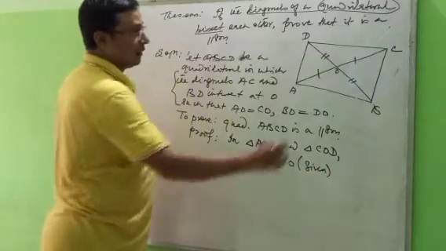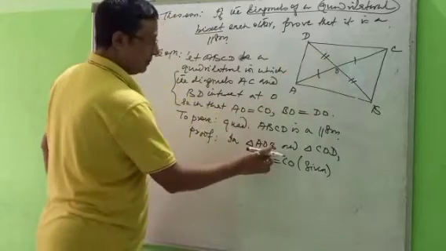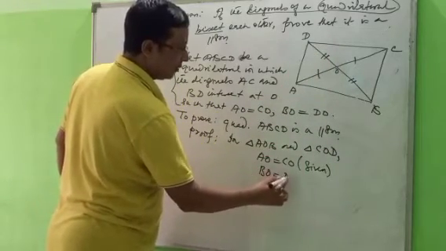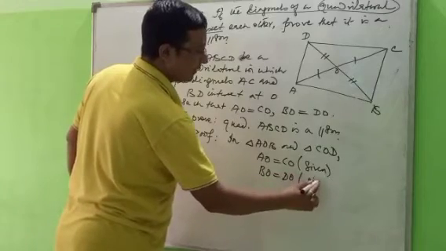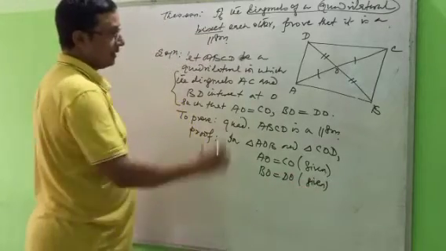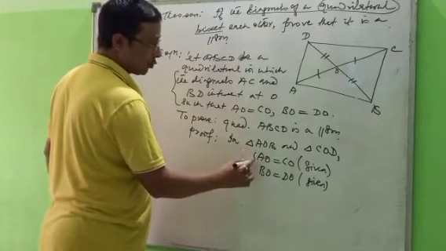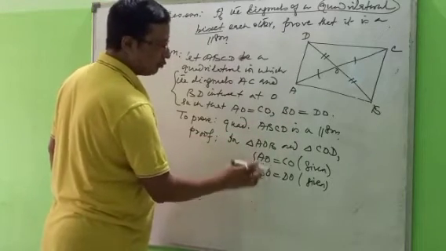Then you have got BO. So BO equals DO. This is also given. So these two are given. So you took these. Now you have got two conditions. Now you need one more.